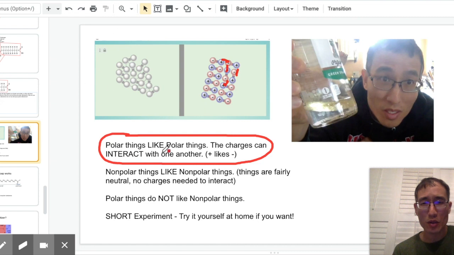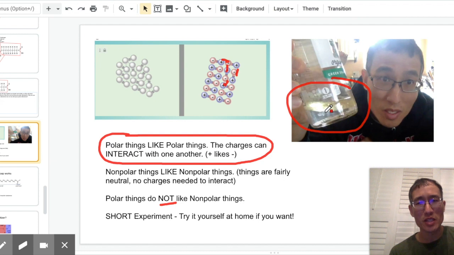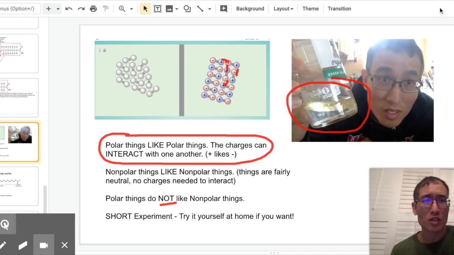Likewise, nonpolar things like nonpolar things. So this is all nonpolar. They want to be by each other. So they're fairly neutral. All the neutral things want to be near each other. However, we also found out that polar things do not like nonpolar things. So we see here, water's at the bottom, oil's at the top. They don't like each other. They don't want to be near each other. And so I want to show you this idea that polar things like polar things. How can we show that? So let me stop the video here for a second. We're going to go to an experiment, and we'll be right back.